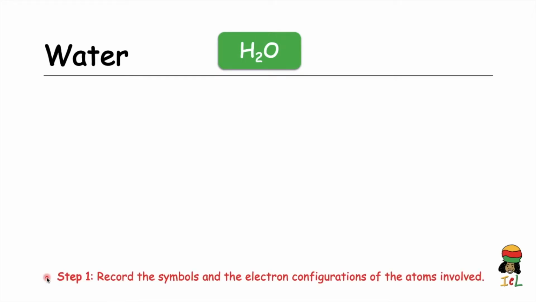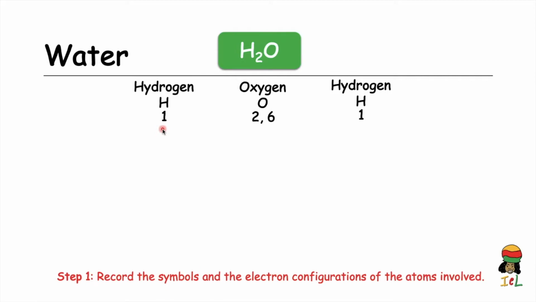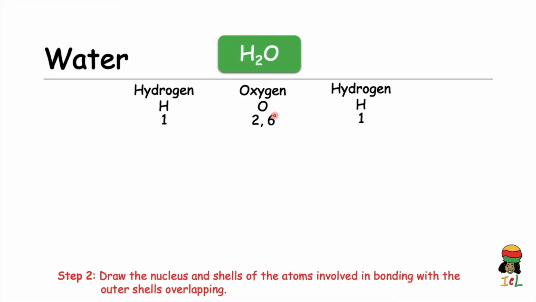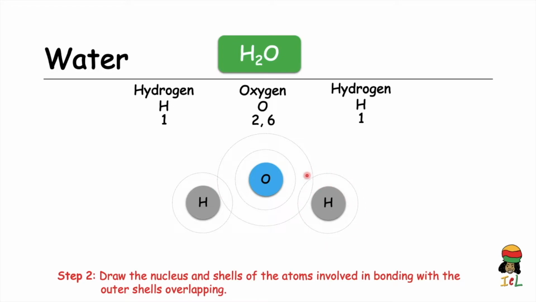Step 1, record the symbols and the electron configurations of the atoms. We already obtained this information from previous examples done with these atoms. So the hydrogen atoms have 1 electron each on the first shell, and oxygen has 2 shells with 6 electrons on the last shell. Step 2, we're going to draw the nucleus and the empty shells of all the atoms involved in bonding, and of course having their outer shells overlapping. Here we see that oxygen is a central atom to which both hydrogen atoms are bonding.